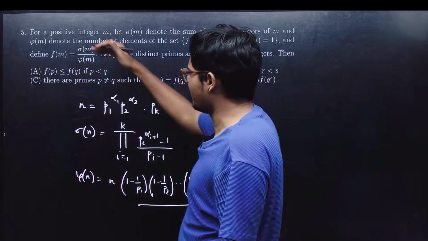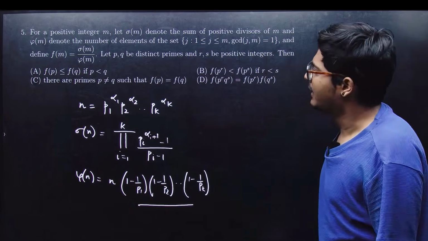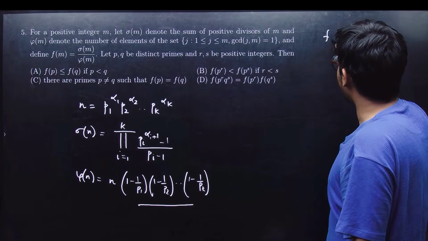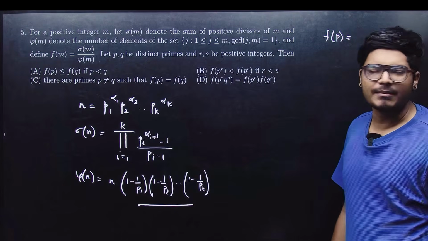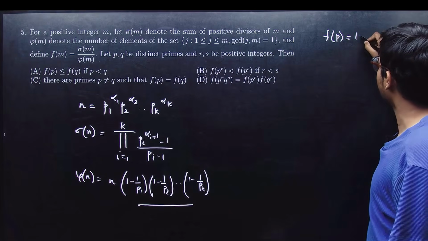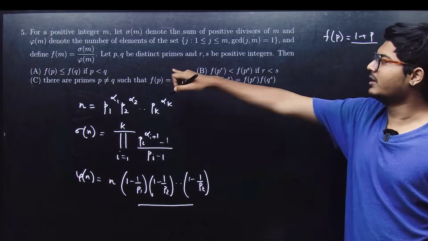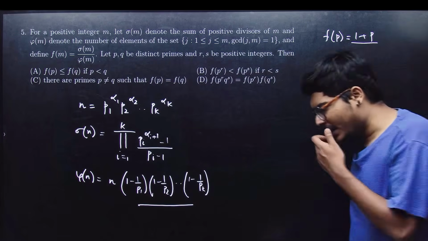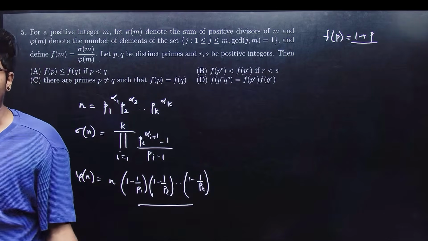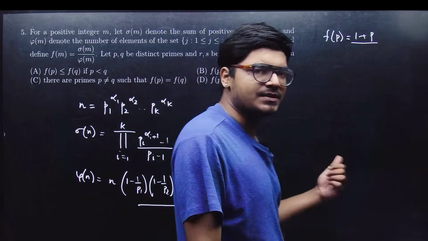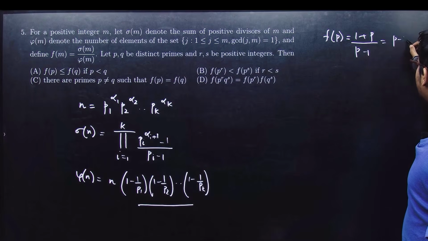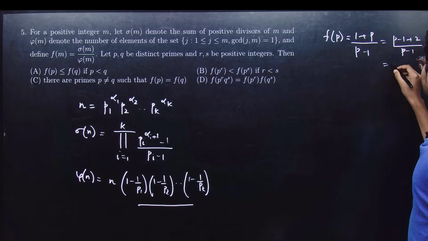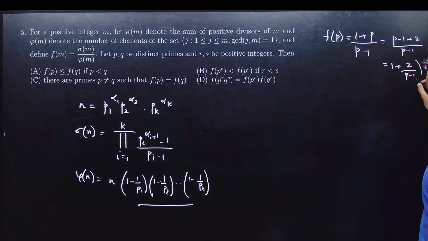So Fm is sigma by phi, okay? So F of p, if I consider a single prime, is going to be sigma of p. For a prime, what are the only divisors of that number? 1 and the prime itself, right? So sigma of p is going to be 1 plus p, divided by phi of p. Phi is all those numbers that are co-prime to p and less than p, right? So every number less than p is going to be co-prime to it, because the prime is only divisible by two numbers, 1 and itself. So phi of p is going to be p minus 1, right? So this can be written as p minus 1 plus 2 divided by p minus 1, which gives you 1 plus 2 by p minus 1, right? This is what F of p is going to be for any prime.